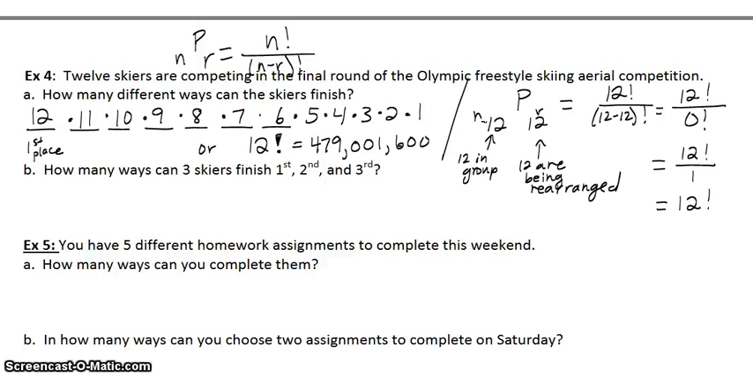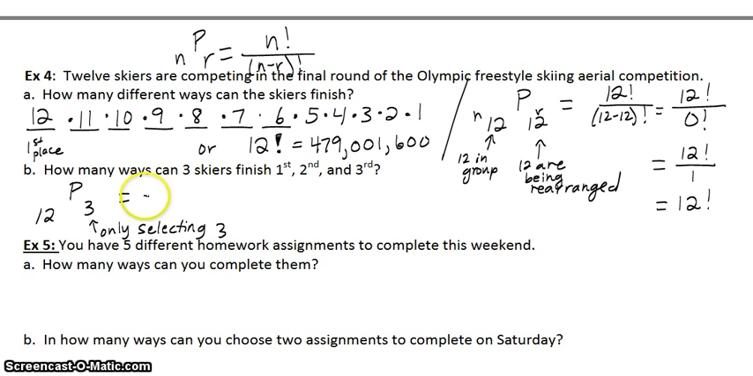Let's do another one. Okay, part B. How many ways can 3 skiers finish first, second, and third place? So here's what you want to think of this time. I'm taking all 12 skiers in my group still, but this time I'm only selecting 3 of them, and I want to see how many ways they could finish in these different places. So I am specifically arranging the people.